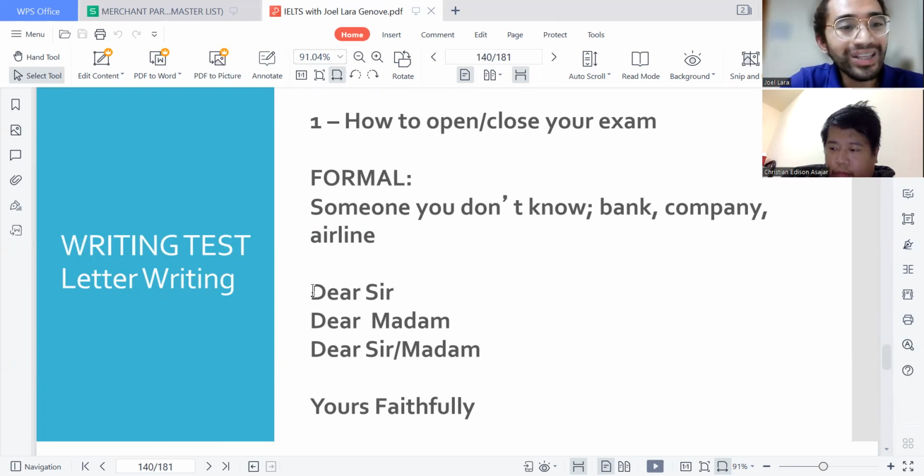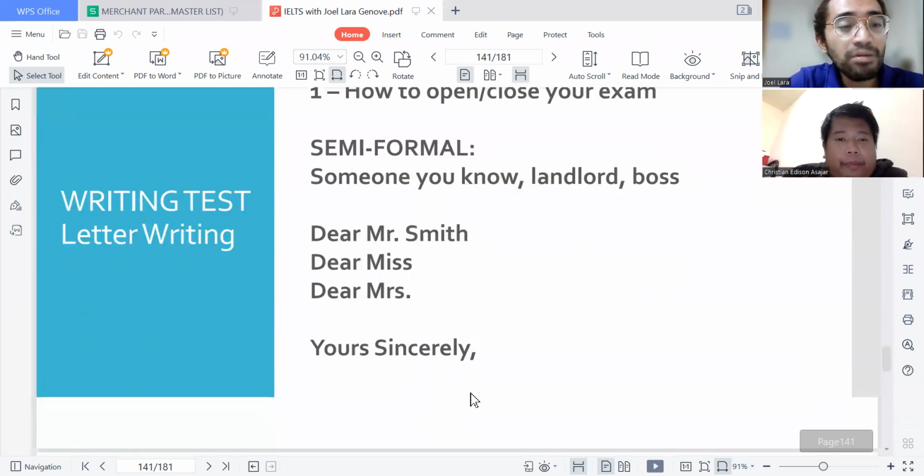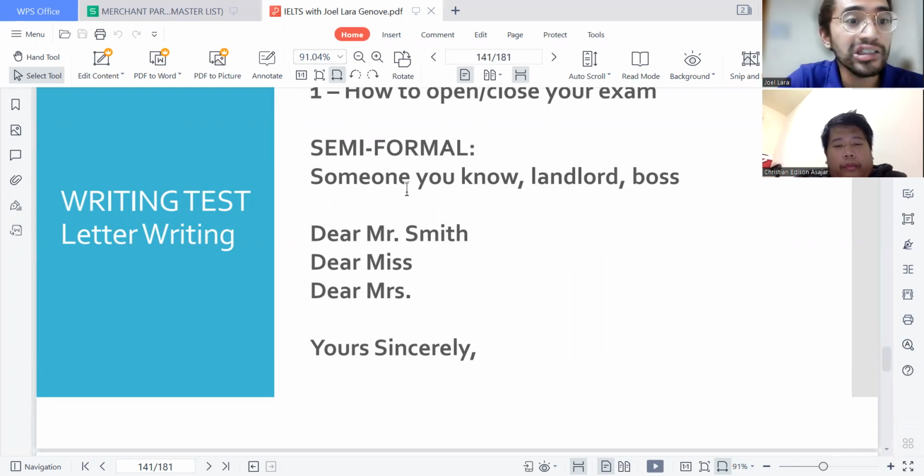So you start with dear sir, dear madam, dear sir slash madam if you don't know. And then you end with yours faithfully. Semi-formal, someone you know, landlord or your boss. So you begin with dear Mr. Smith, dear Miss, dear Mrs.